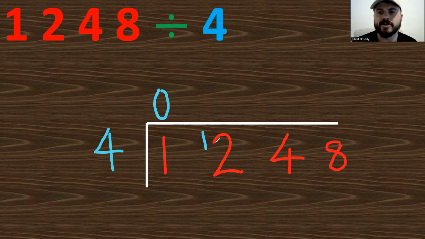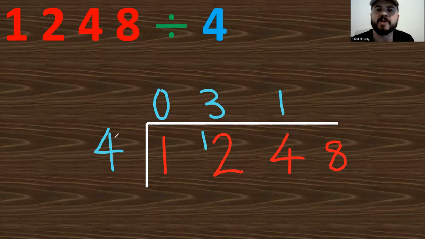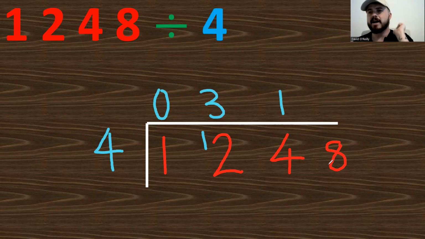How many times does 4 go into 12? 4, 8, 12, it goes 3 times. How many times does 4 go into 4? Obviously just the once. How many times does 4 go into 8? 4, 8, it goes twice. We're done. We are done.